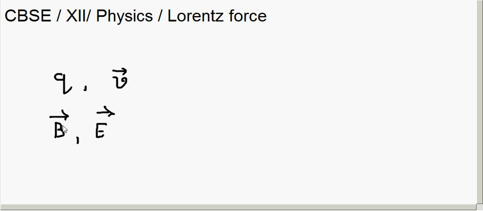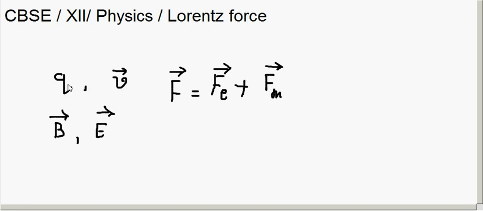Now the net force acting on the charge will be the sum of the force due to electric field and the force due to magnetic field. F electric plus F magnetic. There will be two forces acting on the charge, one due to the electric field, another due to the magnetic field.